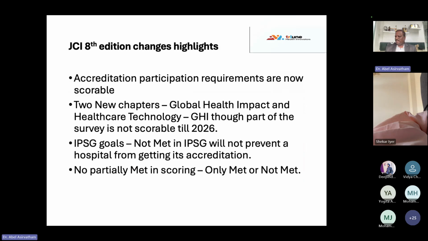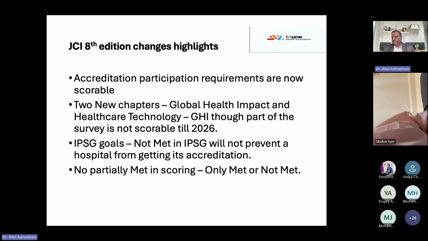So the major changes, now accreditation participation requirements are now scoreable. That's a very important thing. Okay. Because previously it used to form as a guidance document, now these things are scoreable. Two new chapters, global health impact and healthcare technology, are part of the survey. But GHI is not scoreable till 2026, but still you have the GHI interview, everything going on during the survey.